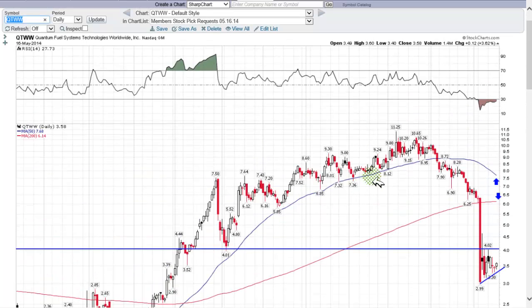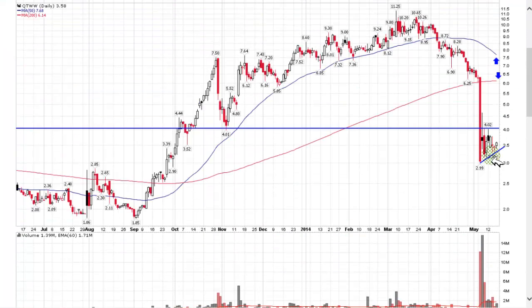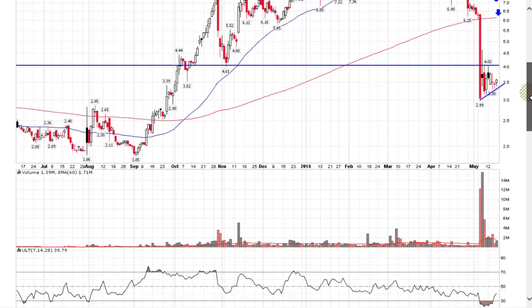We traded this one, made over 100% last year on QTWW. So much for the high beta alternative fuel stocks. That trade is pretty much dead. So this is maybe good for a short squeeze. Other than that, you need to stay on the sidelines.